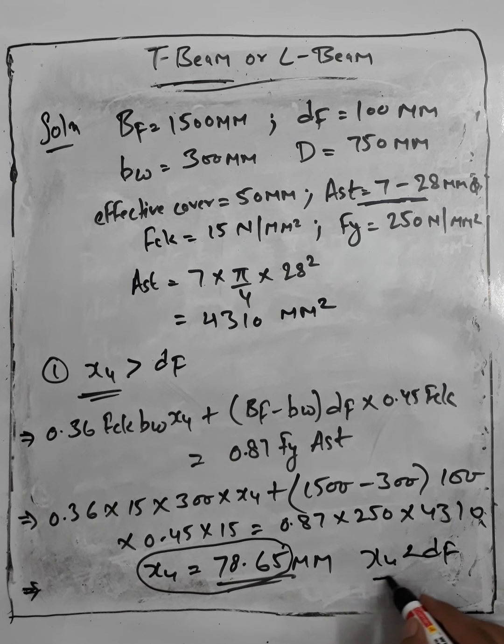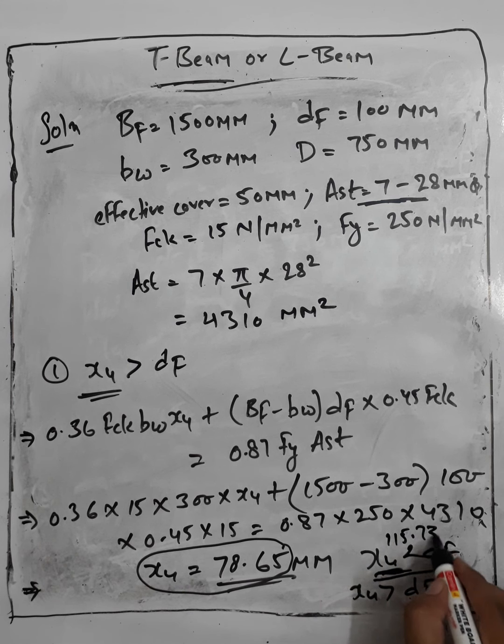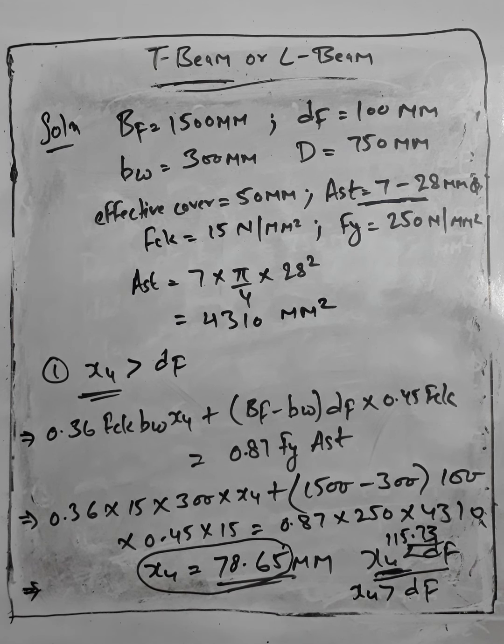But first we assumed this condition, Xu greater than Df, and what have we found? In that condition we got the value 115.73. So what happened here? We got 78.65 when we used Xu greater than Df, and when we assumed Xu is less than Df, we got 115.73. That means something has happened here. That means our last case is used here.